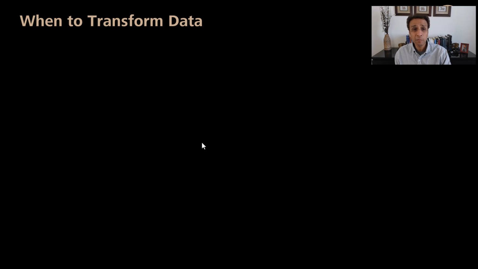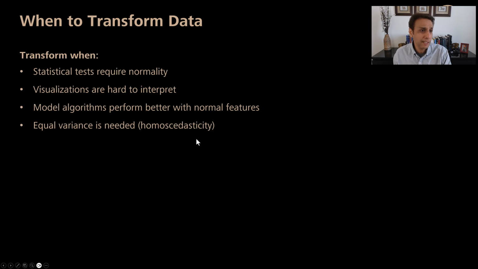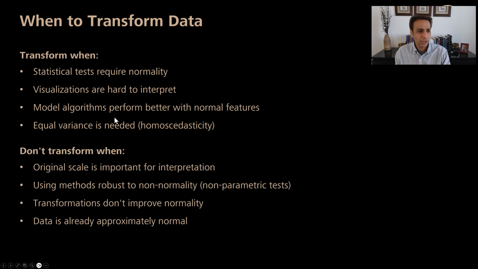And in terms of when to transform your data, we've all discussed this. When your tests require normality, when your existing visualizations are hard to interpret, when your data spans multiple orders of magnitude, typically bringing them into a log scale gives you nice, easily interpretable plots. And yeah, when equal variance is needed. So we already discussed that.